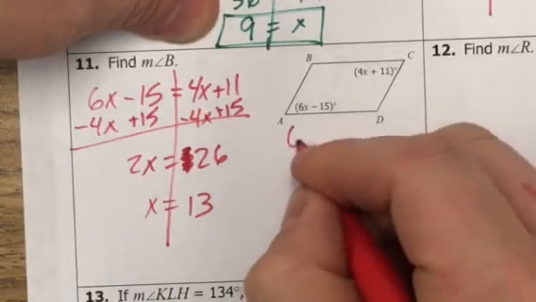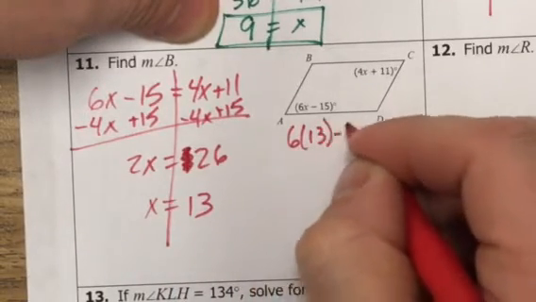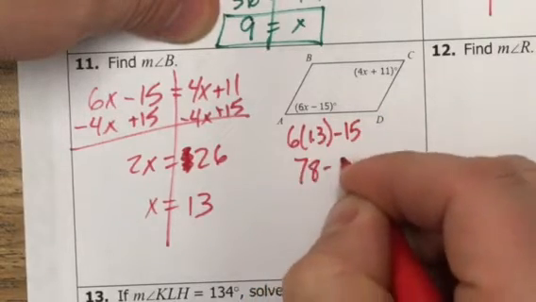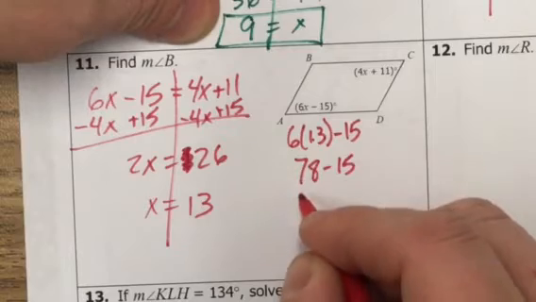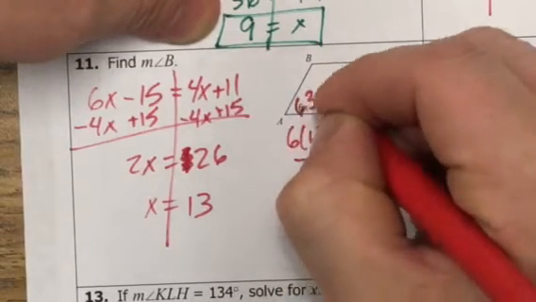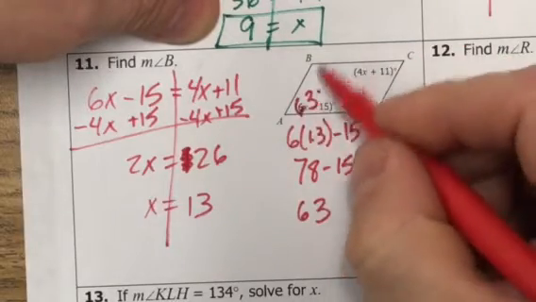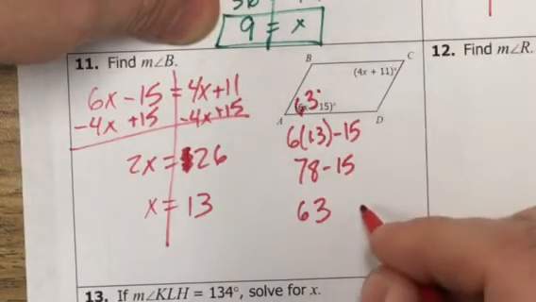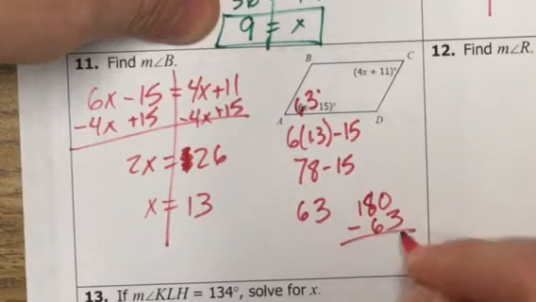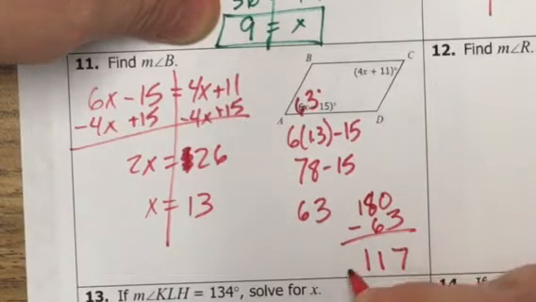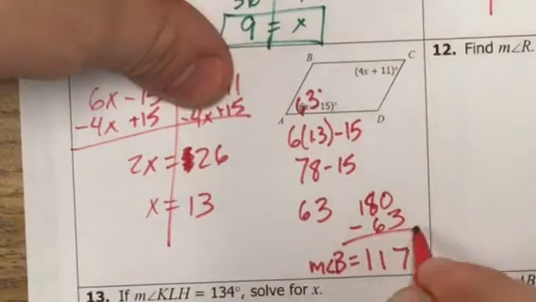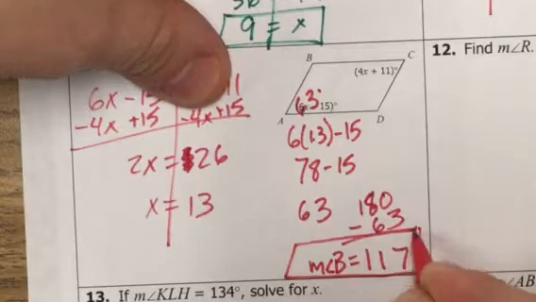So if I go plug that back in, 6 times 13 minus 15, 78 minus 15. So we'd say 63 degrees is the measure of angle A. We know that A and B are supplemental because they're consecutive, so 180 minus 63. My measure of angle B would be 117 degrees.